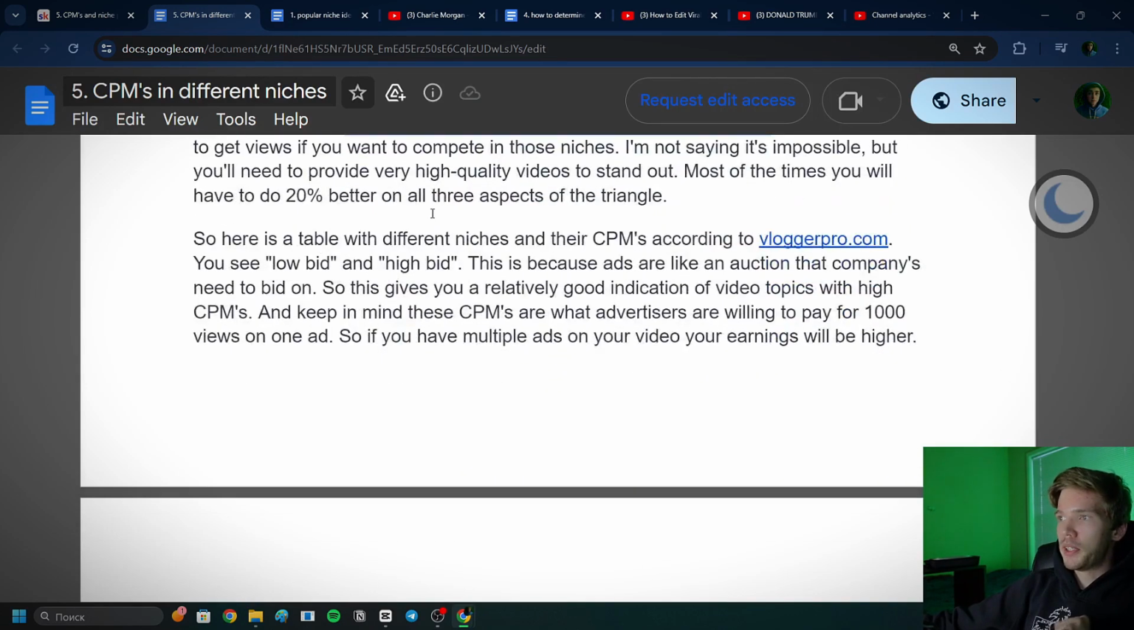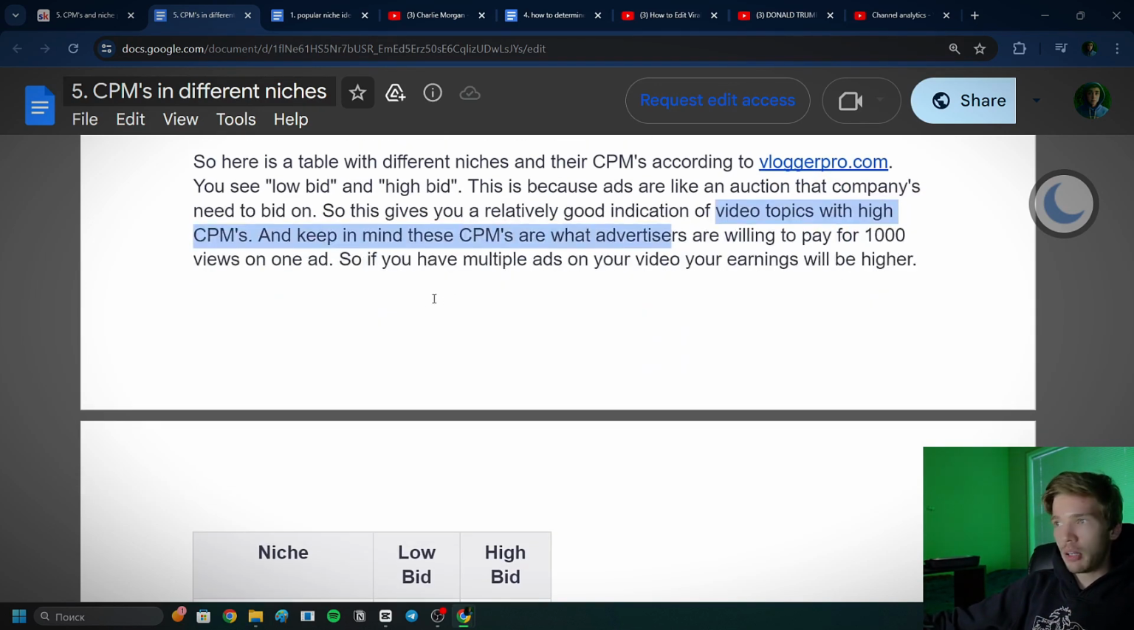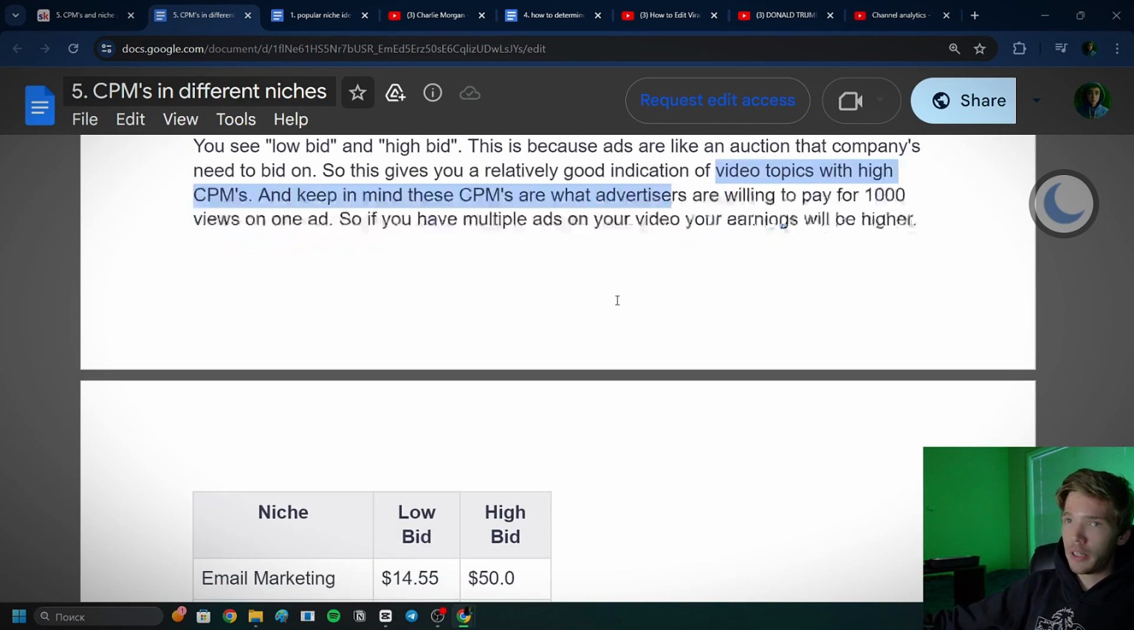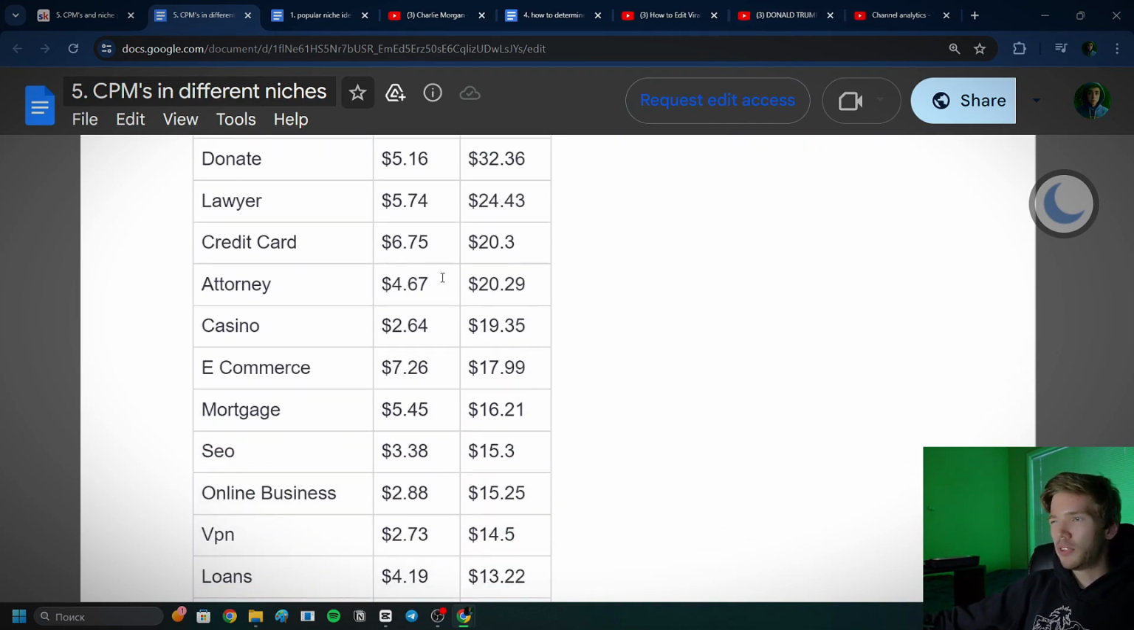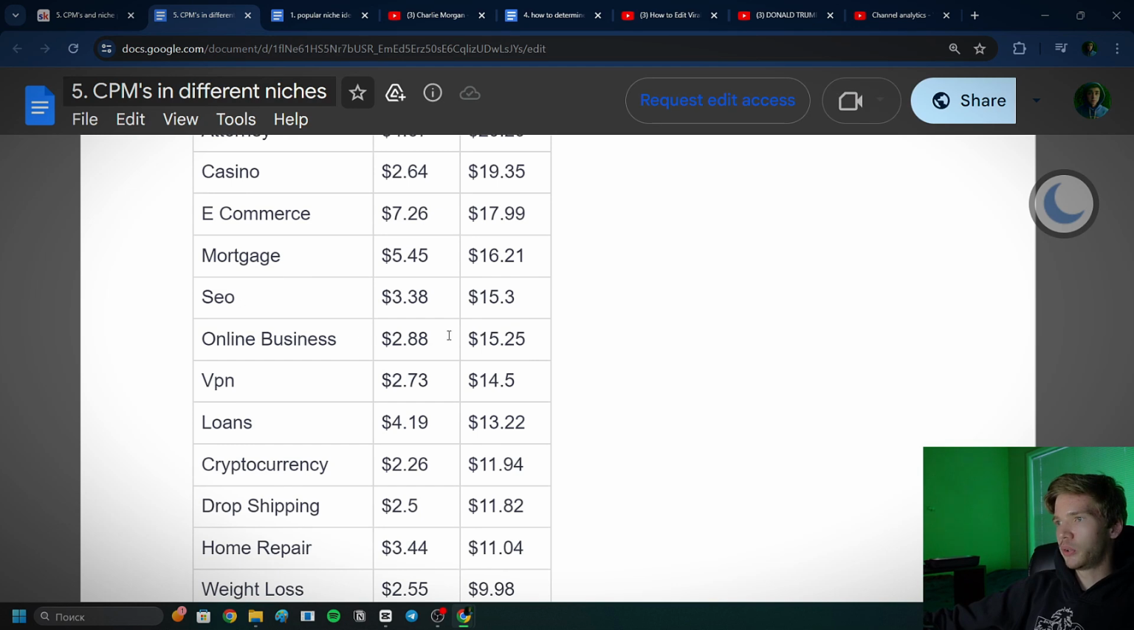Here's a table with different niches and their CPMs according to vloggerpro.com. You see low bid and high bid. This is because ads are like an auction that companies need to bid on. So this gives you a relatively good indication of video topics with high CPMs. And keep in mind, these CPMs are what advertisers are willing to pay for 1,000 views on the ad. So if you have multiple ads on your video, your earnings will be higher. Myself, I have roughly a $12 CPM. I guess we could attach my channel to online business or e-commerce, something like this.